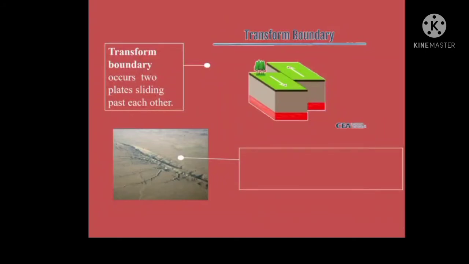So the difference between the three is that in convergence, the plates are moving in the same direction. In a diverging plate boundary, the plates are separating from one another. And lastly, in the transform fault boundary, the plates slide horizontally past one another.